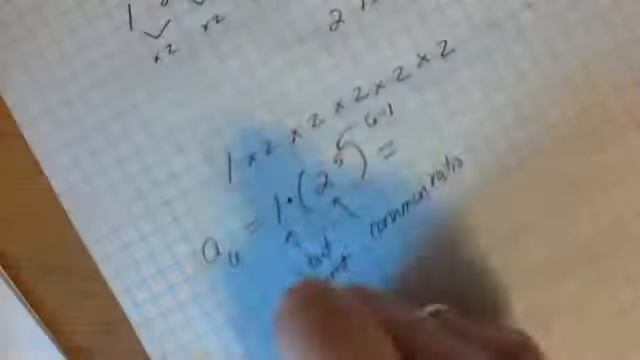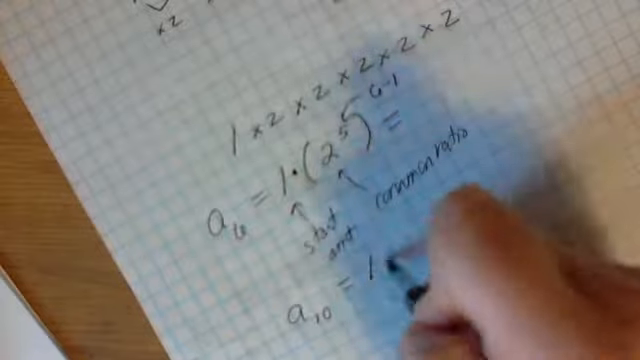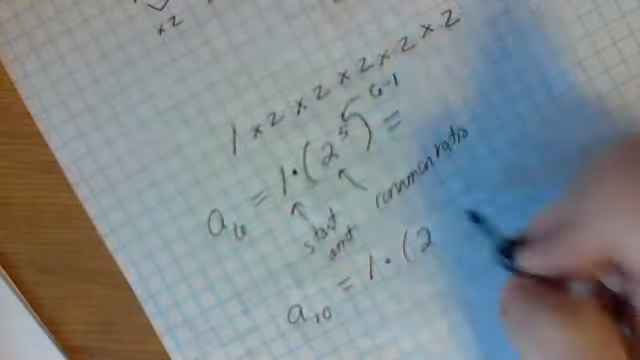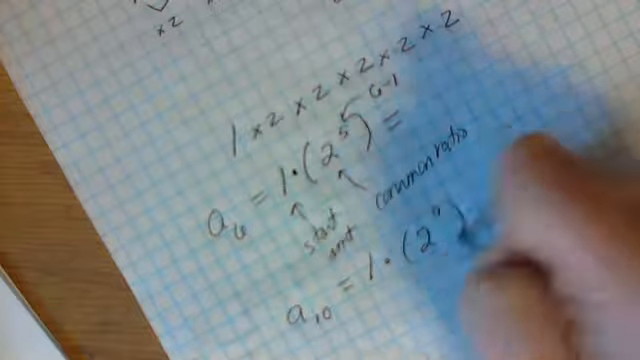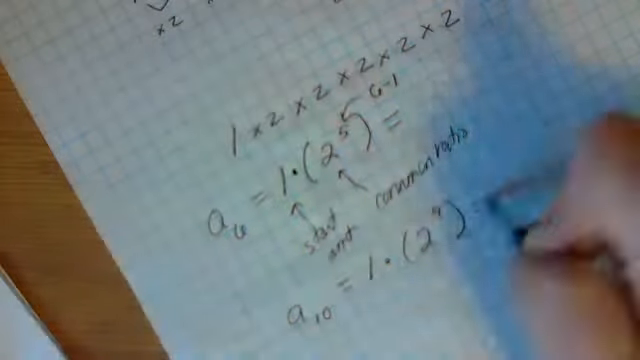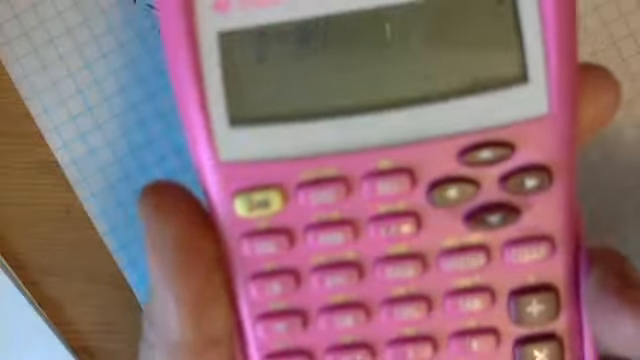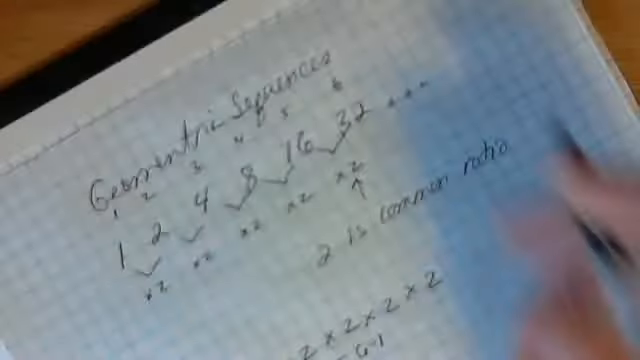Let's try it for the 10th term. A sub 10 should be our starting amount times 2, not 10 times, but 1 less than that, 9 times. And let's check out and see what 1 times 2 to the 9th power is. 1 times 2 to the 9th power. We don't really need to times by 1. We get 512.